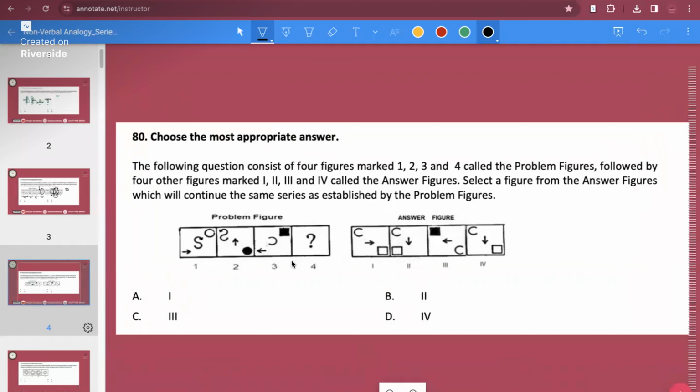What will come next in the series, boys and girls? Sir, option D. Okay, option D. We'll evaluate that. Anybody any different opinion over here, guys? So the first thing we can observe is that in the very next figure, a new kind of element is being introduced, right? These two were there. This is gone.